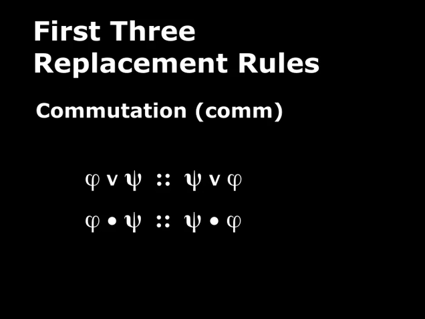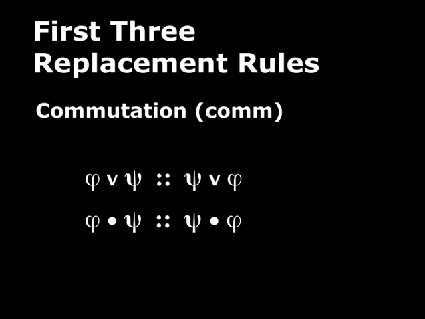Finally, the final of the first three we're going to introduce is commutation. And this works on both disjunctions and conjunctions. And what it basically says is that the order doesn't matter. So if you have phi or psi, you can change that into psi or phi. And ditto with the conjunction. Phi and psi, you can change that for psi and phi. Okay?